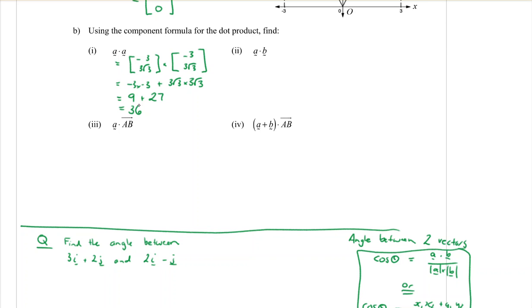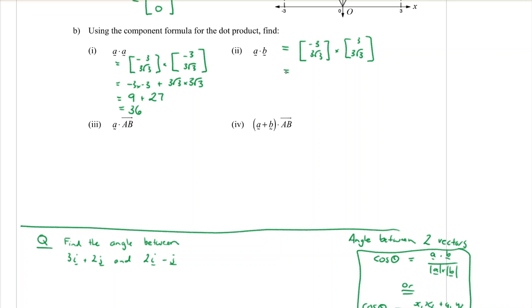Okay, now we want to do vector A times vector B. I will see if I can do this all by myself. Yeah, you could just use the same kind of thing as what I've just done. So A is -3 and 3 root 3, and B is 3 and 3 root 3.